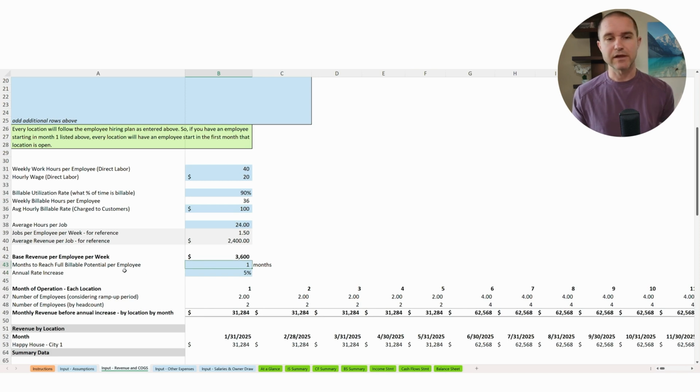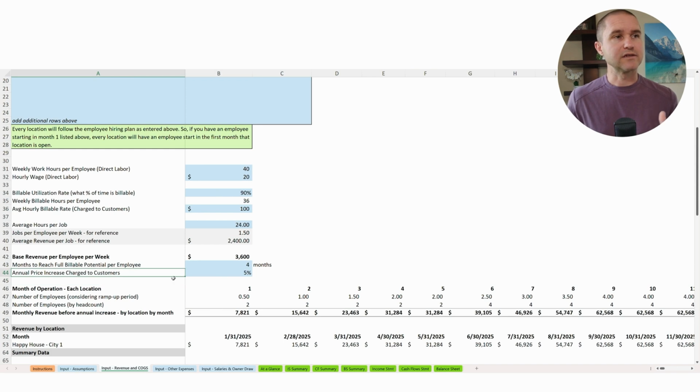Here's where we can build a ramp-up period, and this is where that extra working capital could come in really handy. So, months to reach full billable potential per employee. As you hire new employees, you may not have the sales immediately to get them up to full capacity. For example, we could say every time we hire new employees, it's going to take 4 months to get them up to that full 90% capacity. Here we have our annual price increase that we're going to charge to customers at 5%.